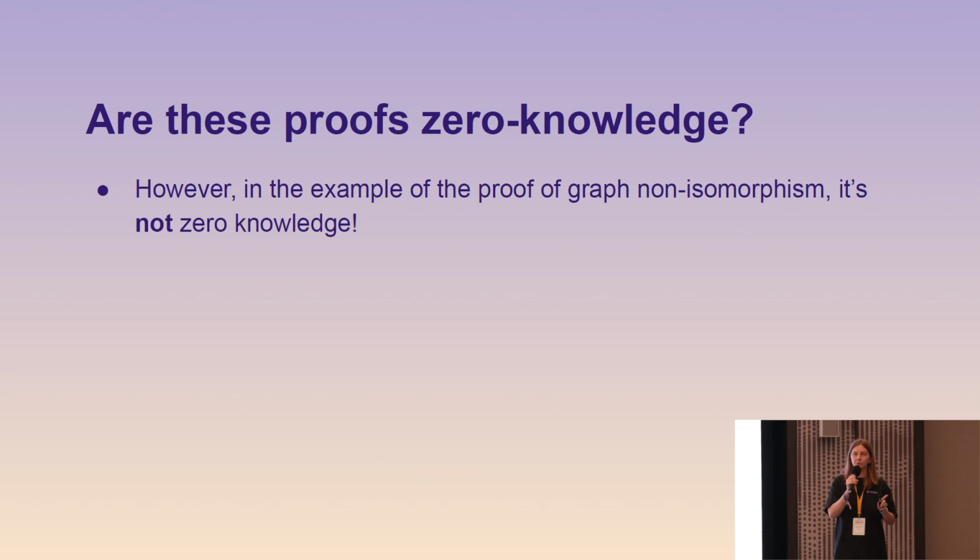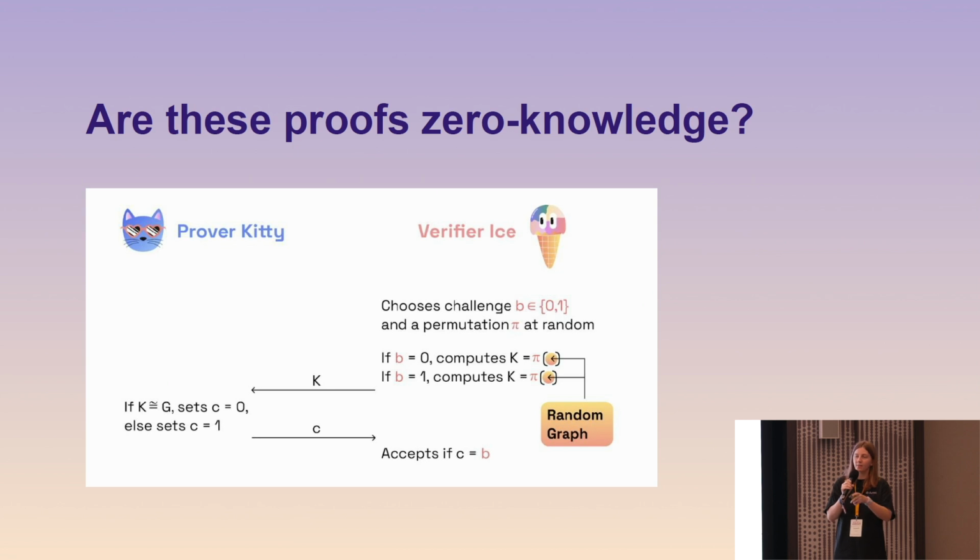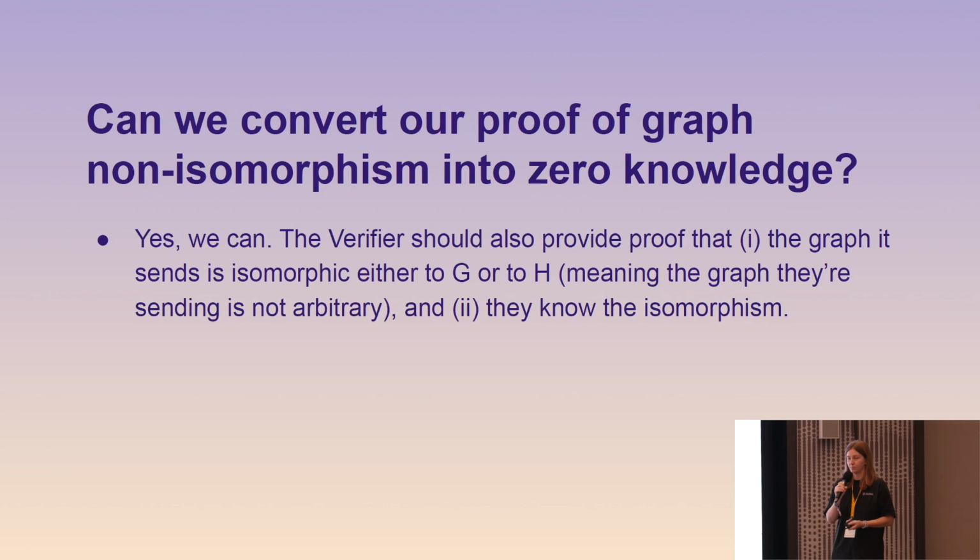However, in our first example, the proof of statement, proof of non-isomorphism, it's not zero knowledge. Because when the verifier, as their first step, computes K, it is expected that it will compute K either on H or G. But the verifier can put some arbitrary graph instead of H or G, and as a result of the protocol, the verifier will know if their arbitrary graph is isomorphic to G.